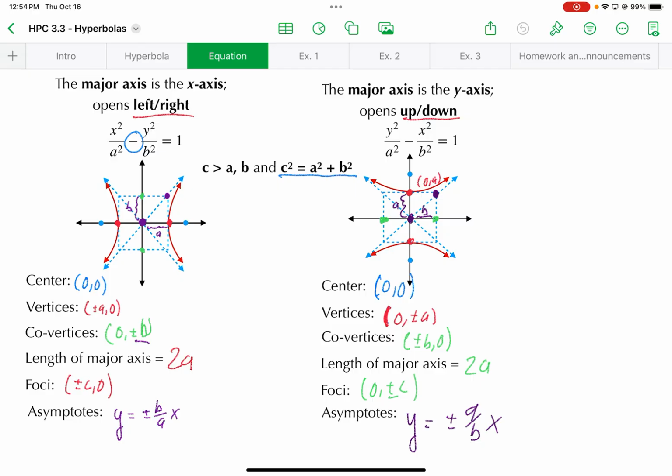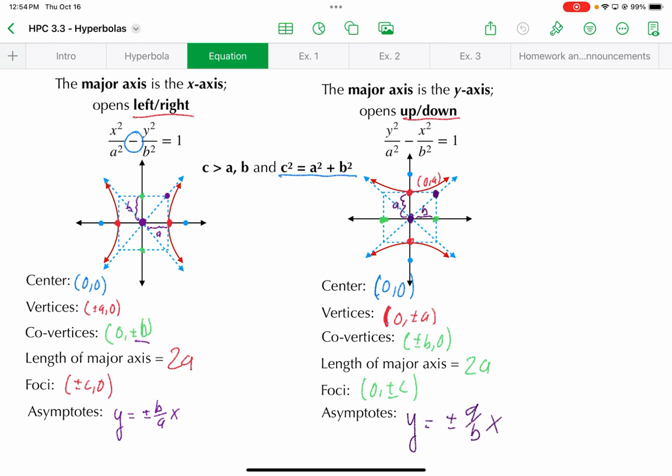We still had vertices and covertices and major axis and foci and all that stuff. But remember, our covertices weren't actually a value on the hyperbola itself. It was a value that we referenced in order to draw this rectangle so we could draw an asymptote so we could draw the hyperbola. There's a lot of things that were connected together there, okay?